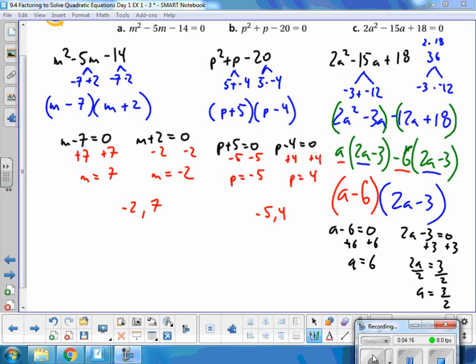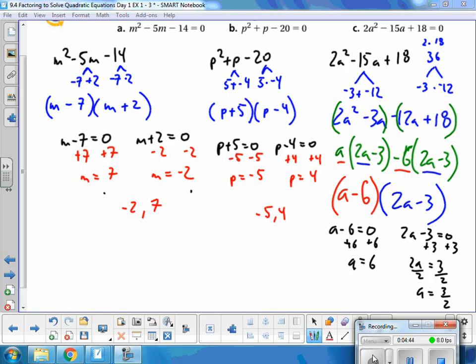All right, so for A, I factored it out to m minus 7 and m plus 2, and I used the zero product property, worked those out to find out that it's negative 2, 7 are my solutions. So notice how I built these two. When I give my answer, I give my lowest answer first and the second answer second, even though I solved the 7 first. And then the negative 2, when I write it, I write down negative 2 first. Just one of those details.